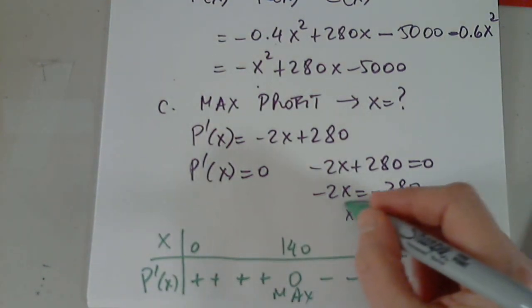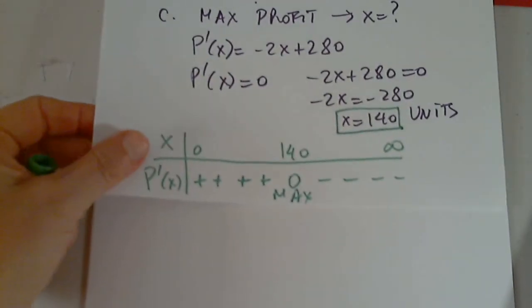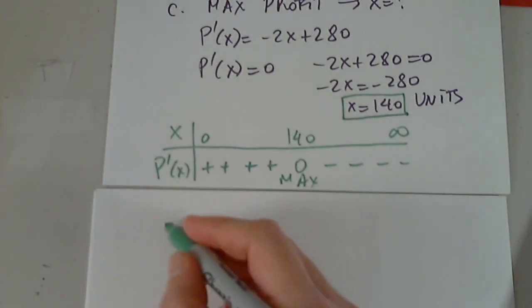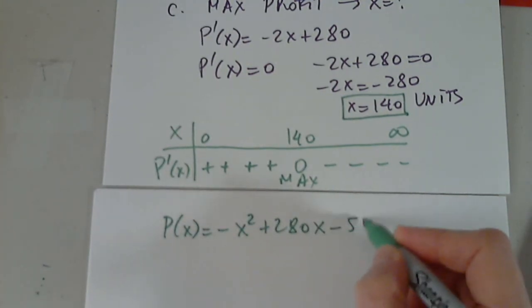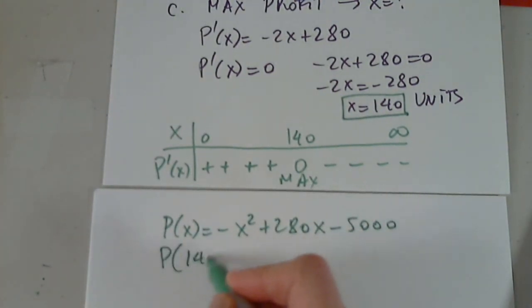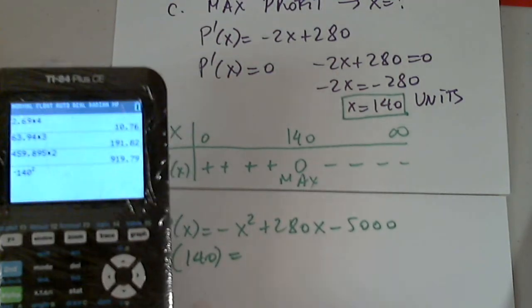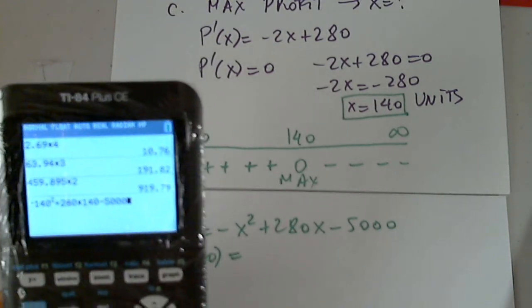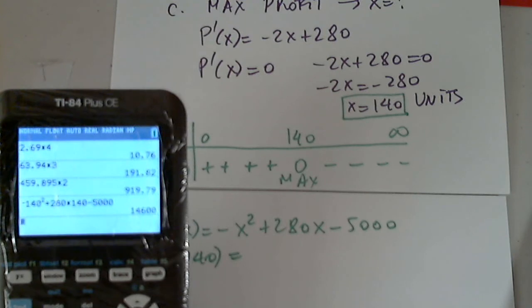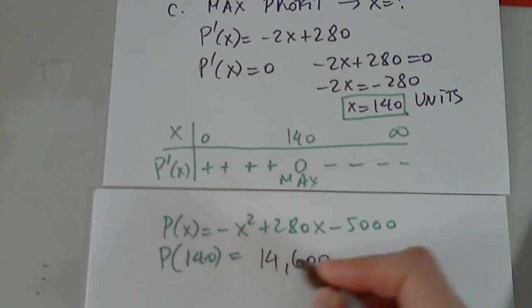In part D, what is the maximum profit? So basically, I will have to determine P of 140. That will be the maximum profit. I have the profit function. So P of x, again, is negative x squared plus 280x minus 5,000. So P of 140, I'm going to put it directly in the calculator. Careful with the negative in front. Negative 140 squared plus 280 times 140 minus 5,000. And we get 14,600 dollars.